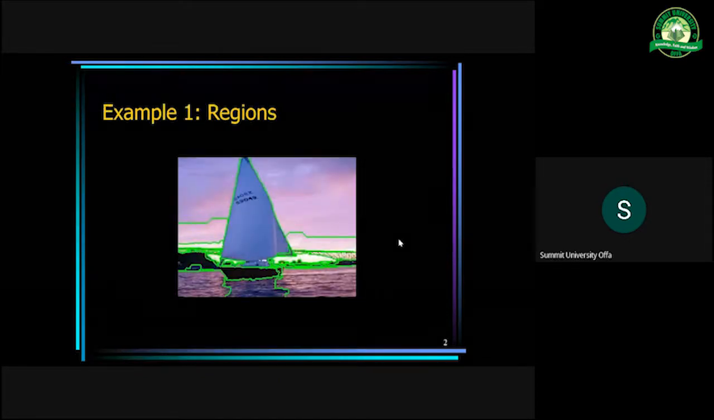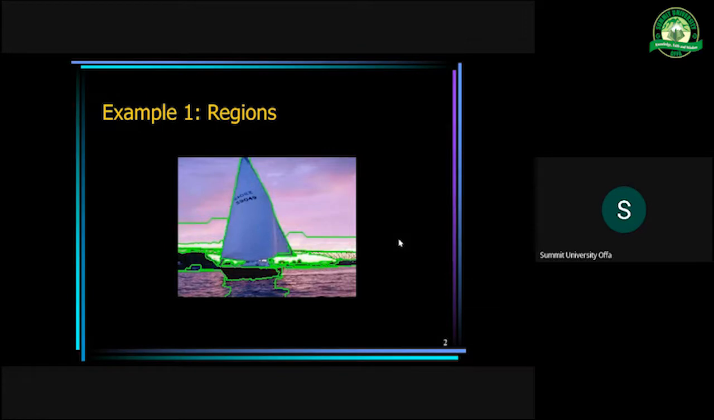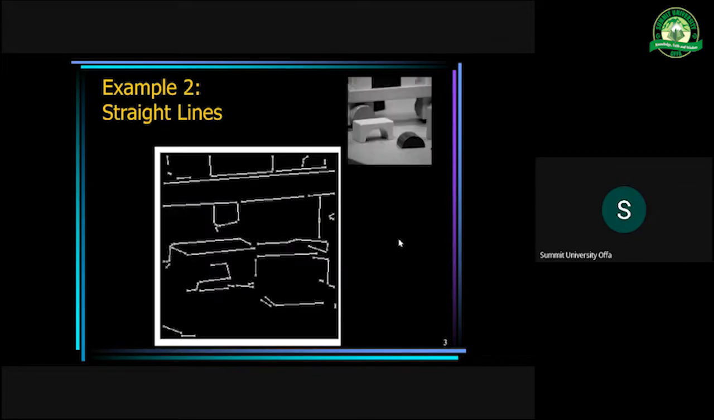Look at this image now. You can see that we can segment it into different parts, into different regions. We have the sky part that you can see. Even when you are looking at the sky, you may also segment it into different colors. So this is what you call region segmentation. We also have what is called straight line segmentation.